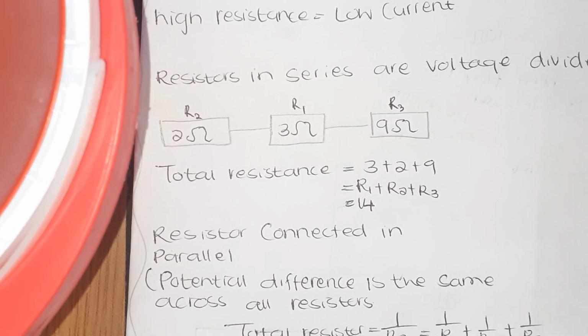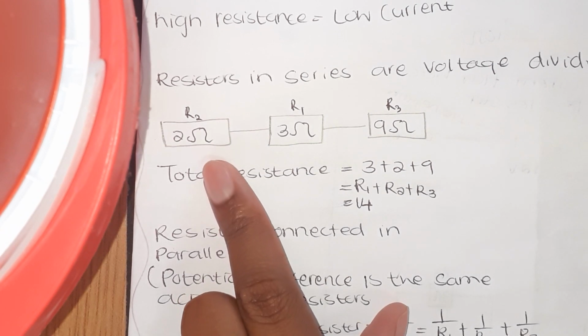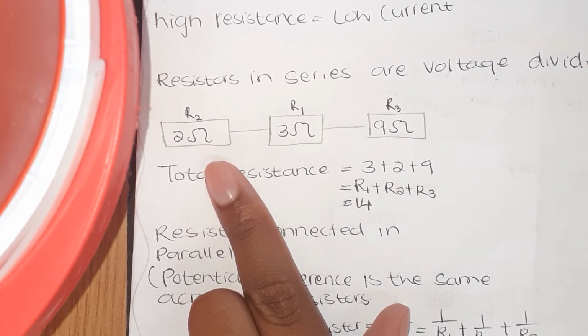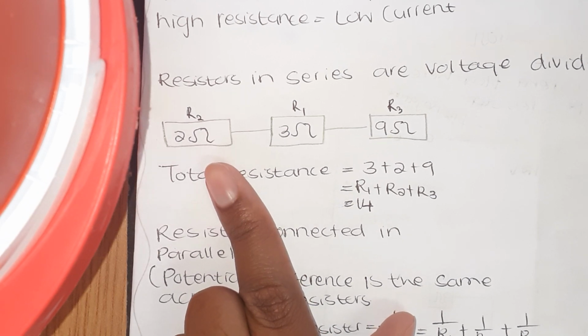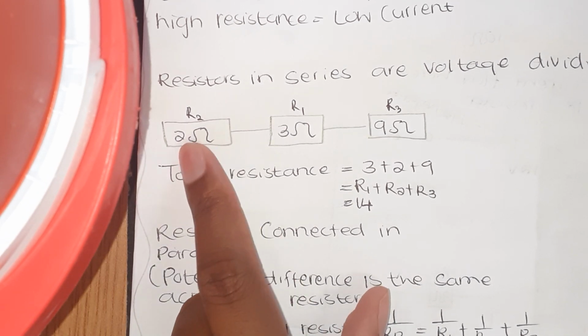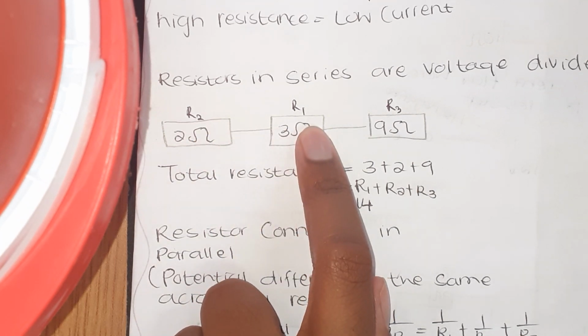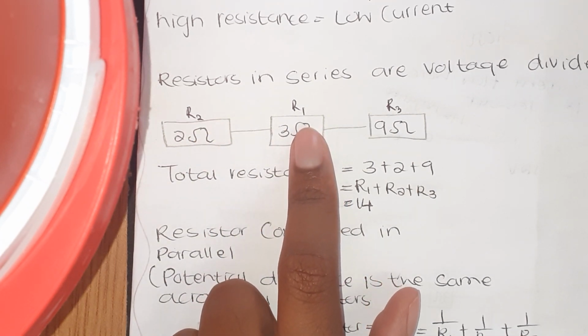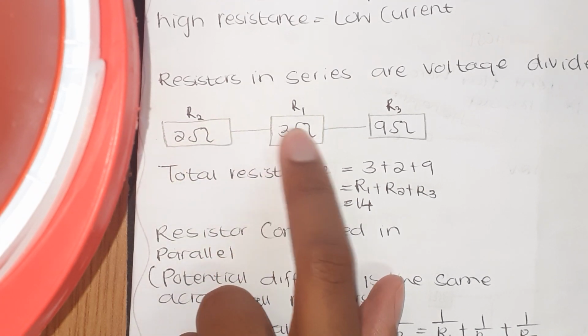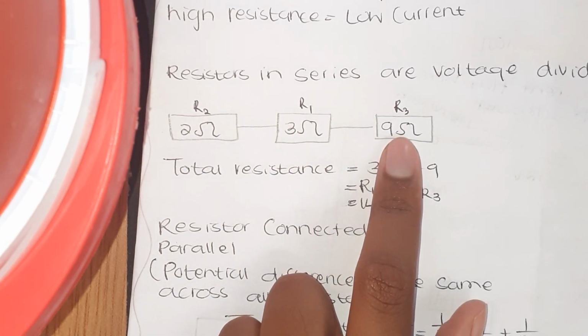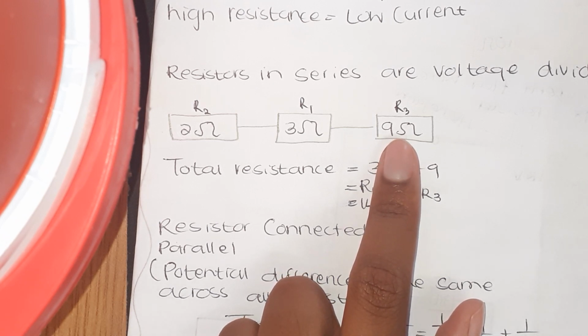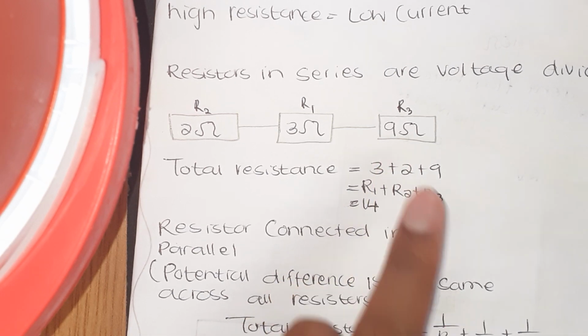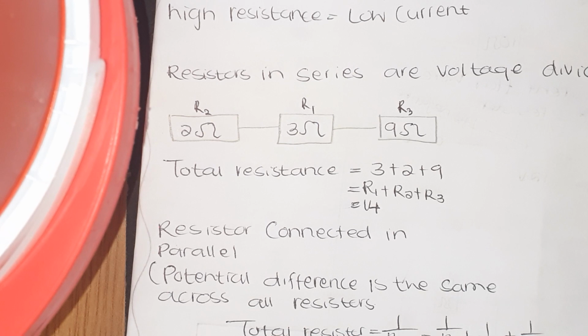Now, remember, series is a daisy chain. Resistors are connected in series when they are daisy chained together in a single line. Just to see here, this is a single line. The same current flows through all the resistors. So the current that flows here flows also here and flows also there as well. The total voltage across all the resistors is equal to the sum of the voltage across each resistor. So that's what you have to remember.